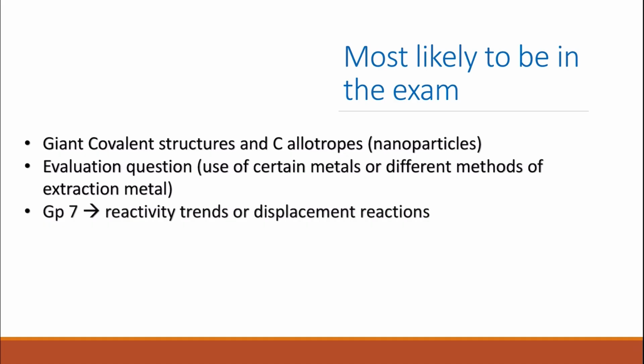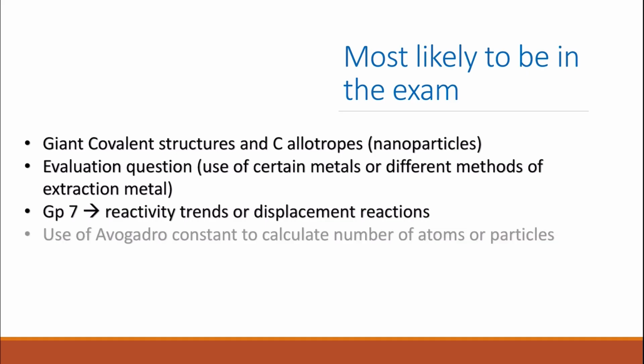And then we have group 7 elements, especially the reactivity trend and the displacement reaction, which hasn't been in the exam lately. So just make sure that you cover this as well. The use of Avogadro constant to calculate the number of atoms or particles was very common and it hasn't been in the exam last year. So make sure that you are able to use Avogadro constant to calculate the number of atoms or particles.